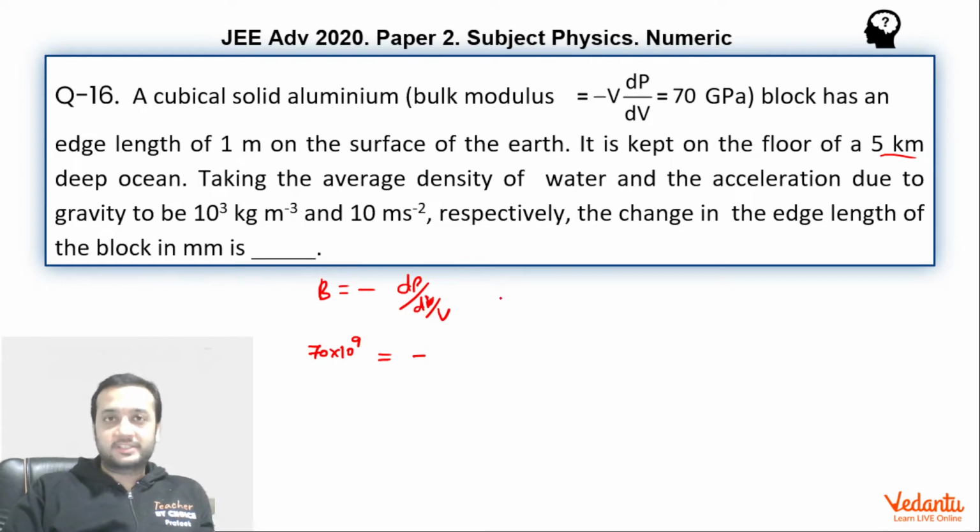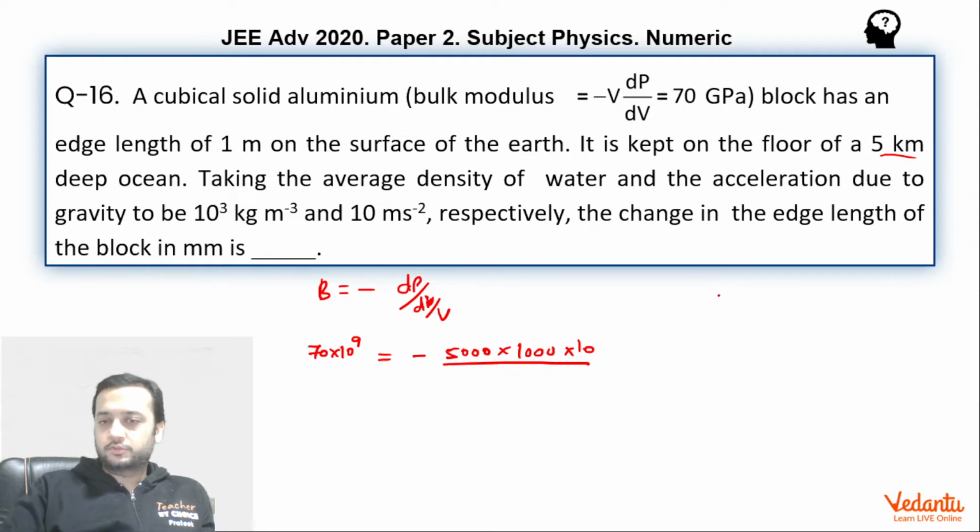So compared to the surface of the earth, the excess pressure inside the ocean, which is 5 kilometers deep, can be found out by the value of h rho g. So h will be 5000 in meters. Density of water has been given as 1000. Gravity we can take 10 as given in the question. So this is the extra pressure. dP is the change in the pressure. So this is the extra pressure divided by fractional change in the volume.